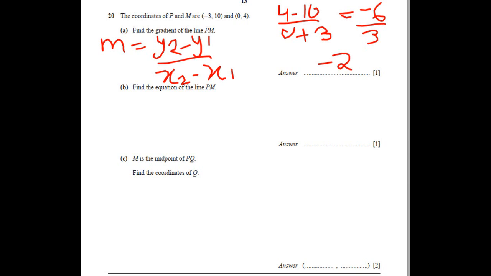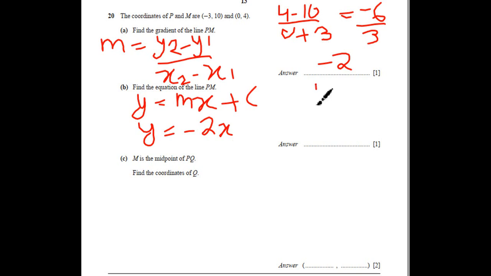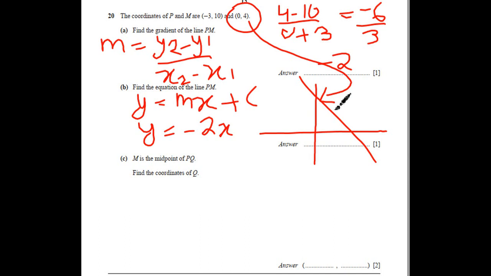Part B, find the equation of line PM. Now the equation's formula is y equals mx plus c. M is the slope, which we already have. Y equals minus 2x. C is the y-intercept. Y-intercept is where the line crosses the y-axis. So this is actually giving us the information that our line will be crossing the y-axis at 4. So we can directly write plus 4 here. Alright. Part C. For that I am clearing the screen.